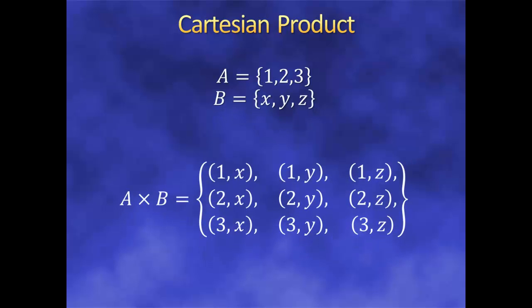So for example, suppose A is the set {1, 2, 3}, and B is the set {x, y, z}. Then the Cartesian product A times B would have 9 different ordered pairs in it: (1, x), (1, y), (1, z), (2, x), (2, y), (2, z), (3, x), (3, y), and (3, z).